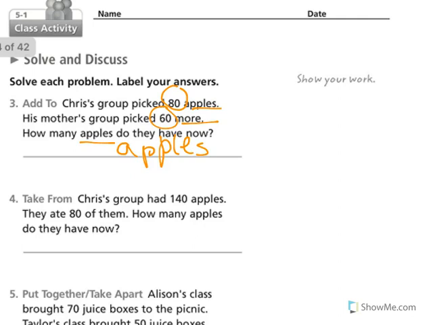Okay. Now, I'm going to draw my math mountain. I have my two things. There's Chris's and his mother's, and we're asking how many they have now, like all together. So those are both my add-ins, 80 and 60. And then our mystery number is our total. And that's our apple number, right?